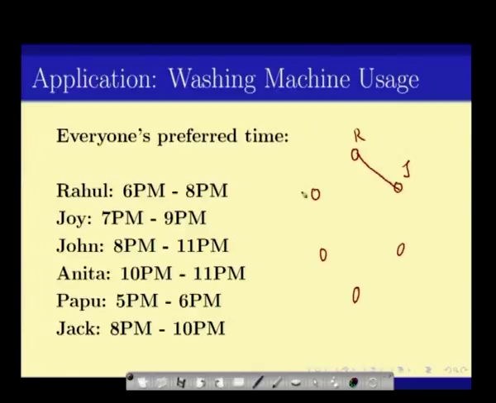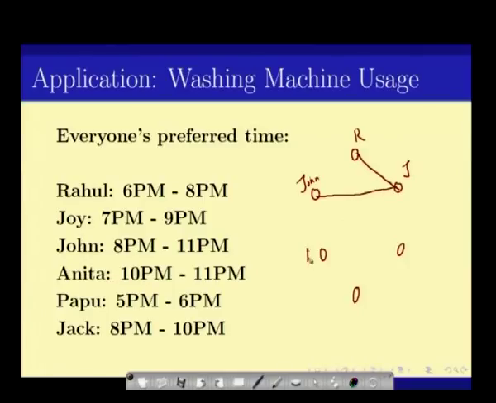Similarly, say this is John. John and Rahul don't have a clash, because Rahul can watch his program and then John can watch his program, but John and Joy have a clash. So, we again draw an edge between them.